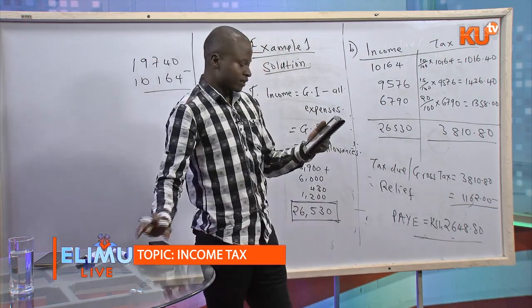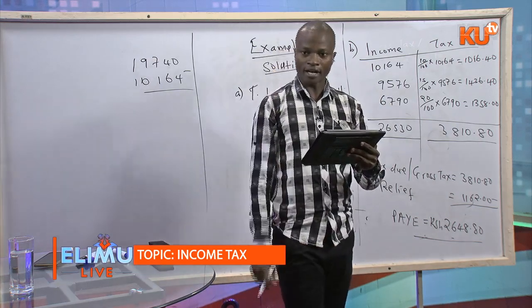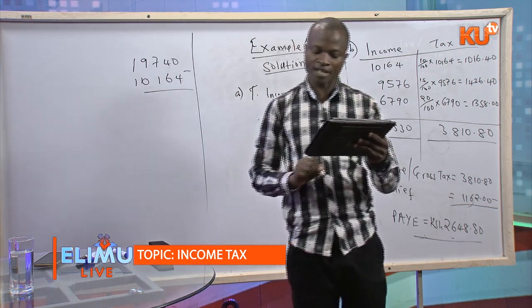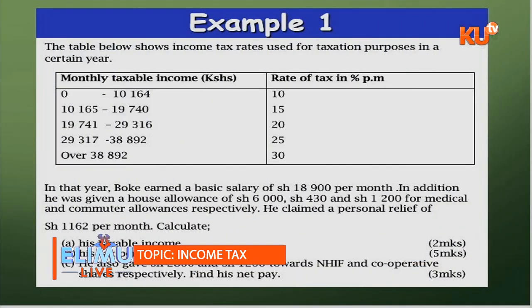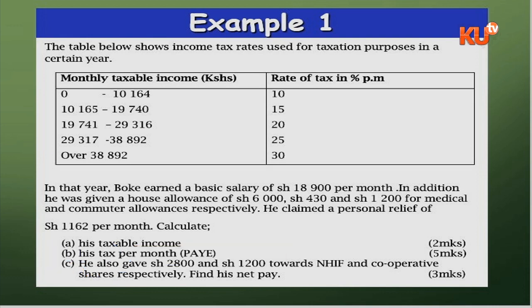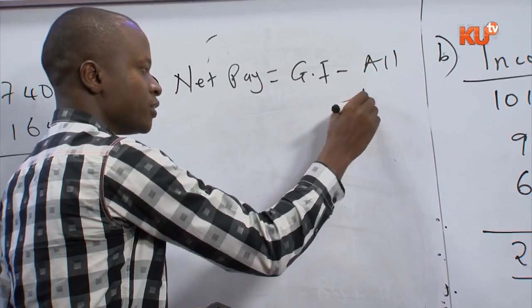Then part C, he also gave 2,800 and 1,200 towards NHIF and cooperative shares. Calculate his net pay. Part C, what do we want? We want his net pay. So by definition of net pay, we said net pay equals the gross income minus all deductions.